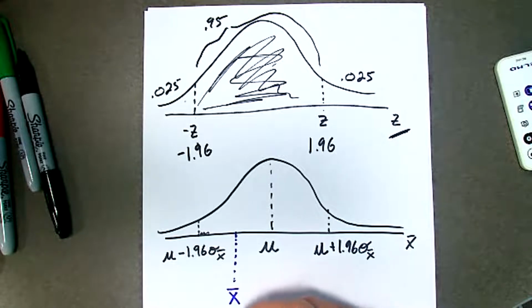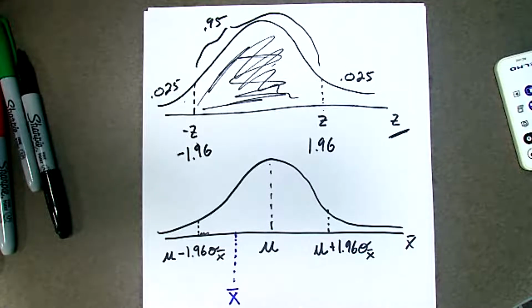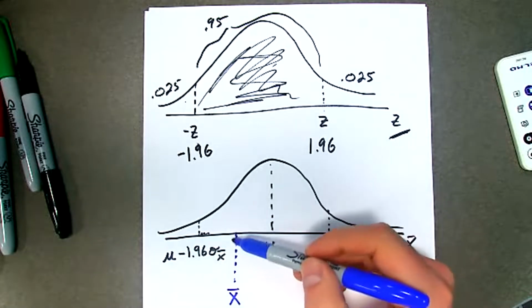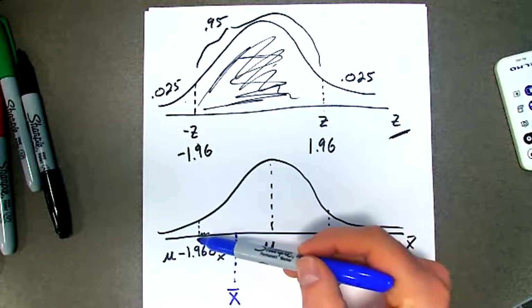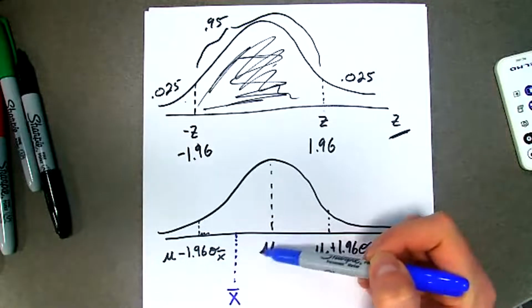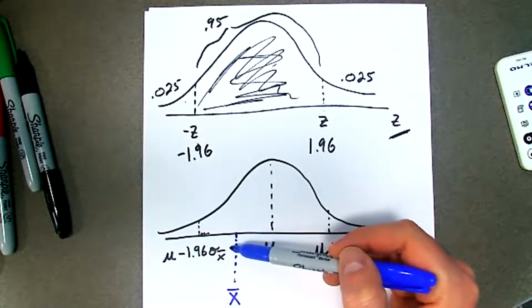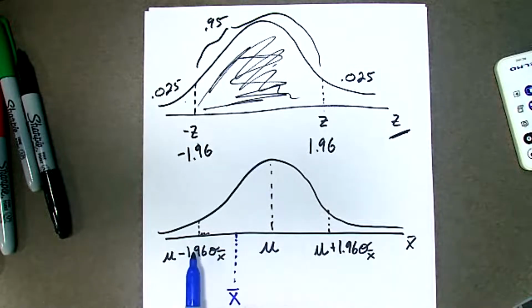If I build my confidence interval around it such that I go 1.96 standard deviations below the sample mean that I saw, and then I go 1.96 standard deviations above that sample mean, notice anything in this range? If this value is 1.96 standard deviations below, then this value is maybe about a standard deviation below. It's not nearly as far away from that mean.